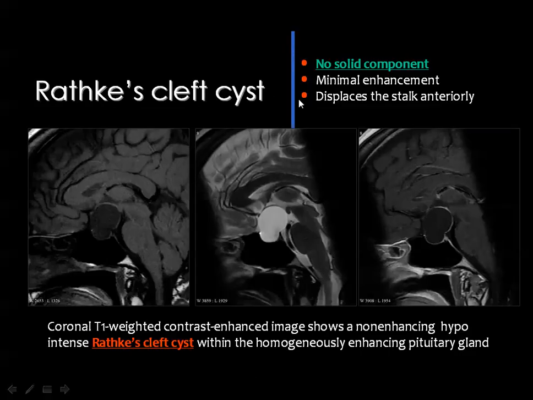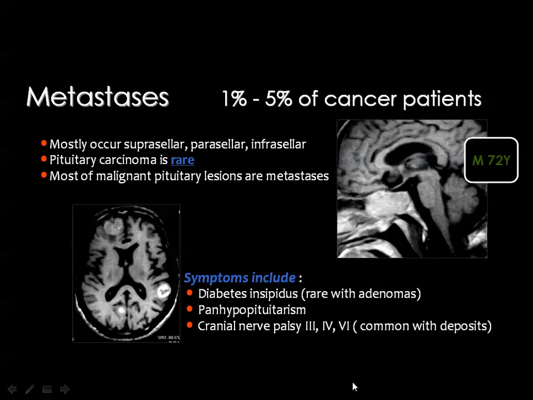Then this Rathke's cleft cyst has no solid component, which differentiates it from the craniopharyngioma. The Rathke's cleft cyst is predominantly an intrasellar pathology, while the craniopharyngioma is a suprasellar pathology, and it will also show no enhancement or minimal marginal enhancement. And this Rathke's cleft cyst usually displaces the infundibular stalk anteriorly.